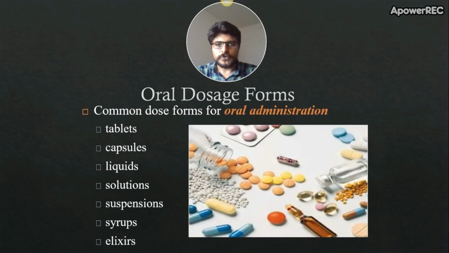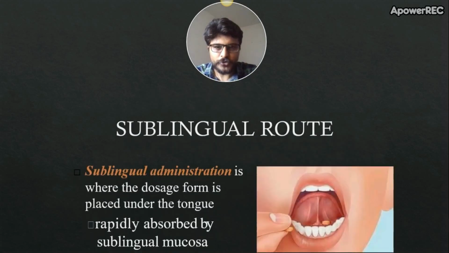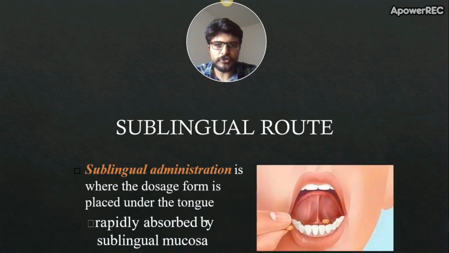Oral dosage forms. Common oral dosage forms are tablet, capsule, liquid, solution, suspension, syrup and elixirs. In this form we take our drugs orally. Moving on, second is sublingual route.